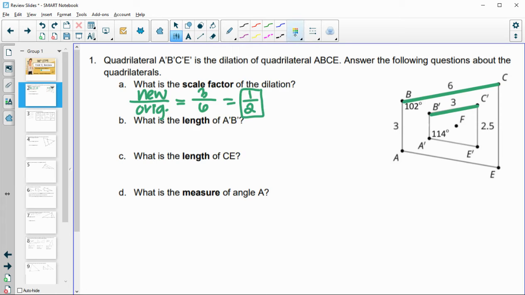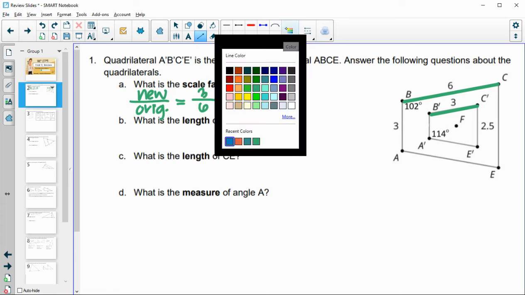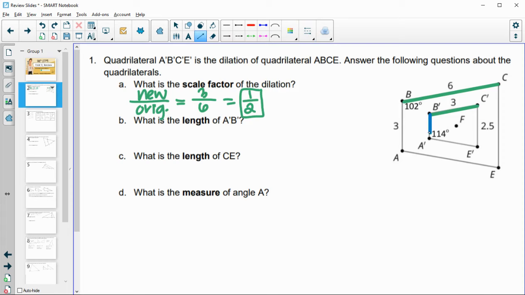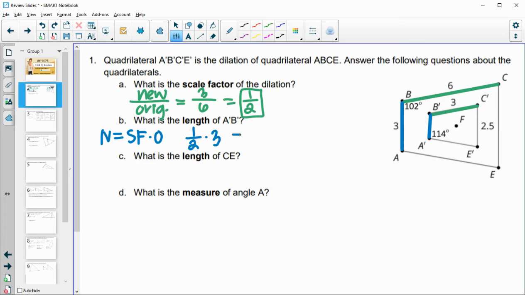Part B then asks us to find the length of A prime, B prime. And so A prime, B prime is here. So now we're going to use our scale factor with the corresponding part. And so our new part will equal the scale factor times our original part. And so the scale factor is 1/2, and we'll multiply that by the original length, which is 3. And that will give us a fraction of 3/2 or a decimal of 1.5. So whichever one you would like to use there.